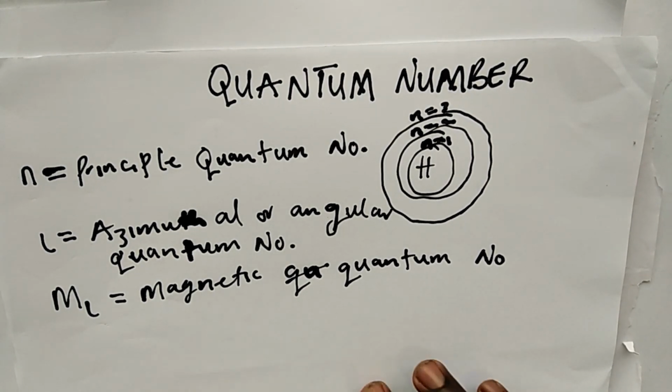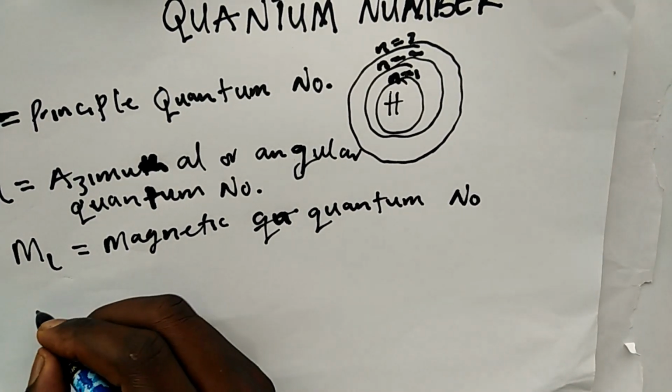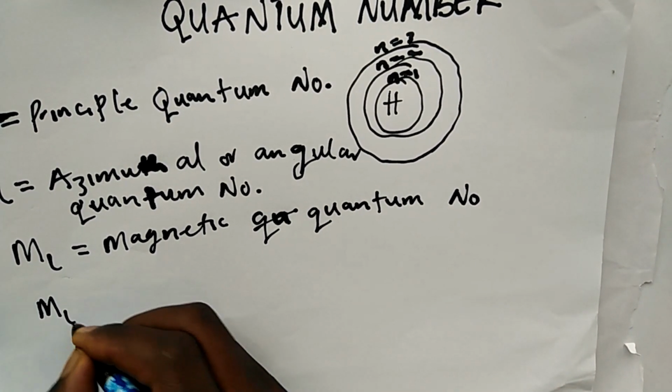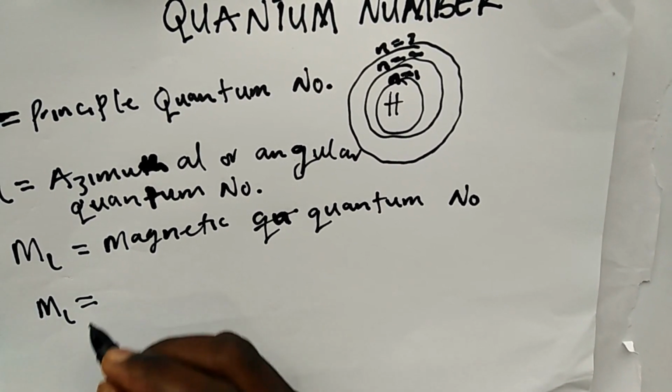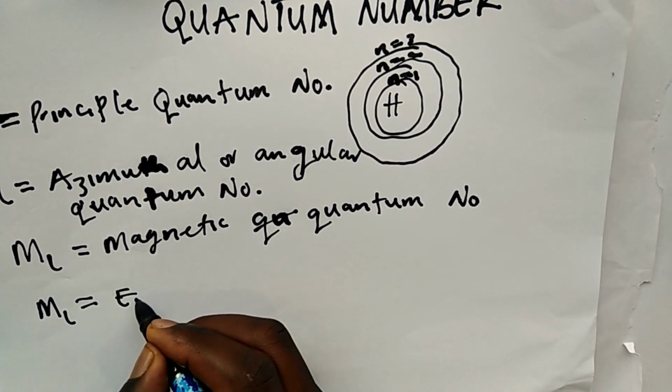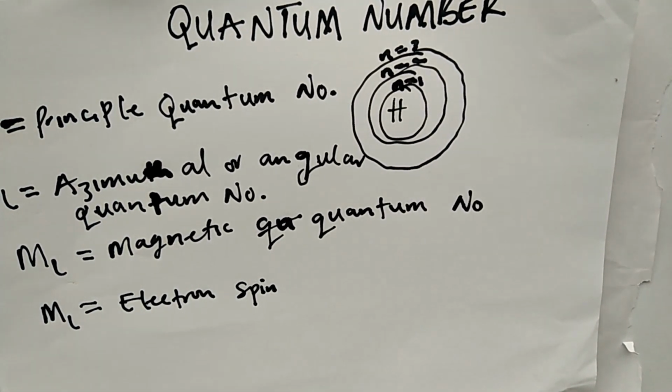Now, the last one, we have the MS, which is the spin quantum number, the electron spin. Now, we know that electrons either spin up or spin down, right? So if it is spin up, it's plus half, and when it is spin down, it's minus half.